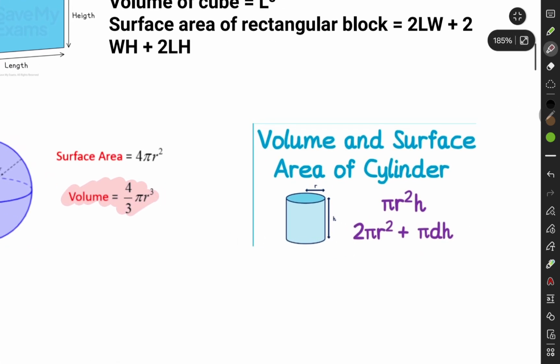The next is going to be the volume of the cylinder, which is going to be pi r squared h. And then we have the surface area of cylinder, which again isn't assessed, so I would just tell you to glance over it. It's going to be 2 pi r squared plus pi d h. This is going to be the surface area. This is going to be the volume. Memorize this. Just glance over this.